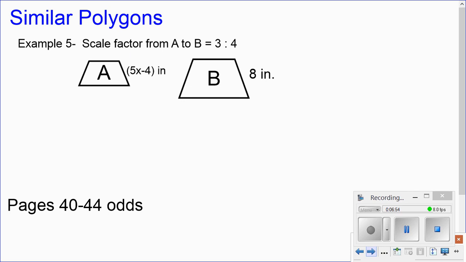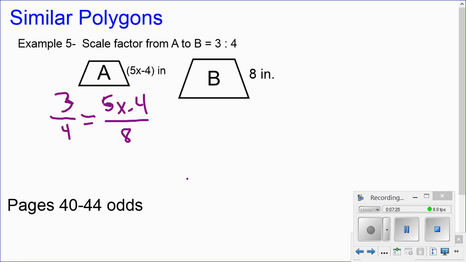Next, let's take a look at this other example. So this time, once again, we're given a scale factor 3 to 4. So I'm going to go ahead and write that. I'm going to set that equal to, going from small to large, left to right. So I'm going to line up the 5x minus 4 with the 3, and I'm going to line up the 8 with the 4. So I can cross multiply and solve.